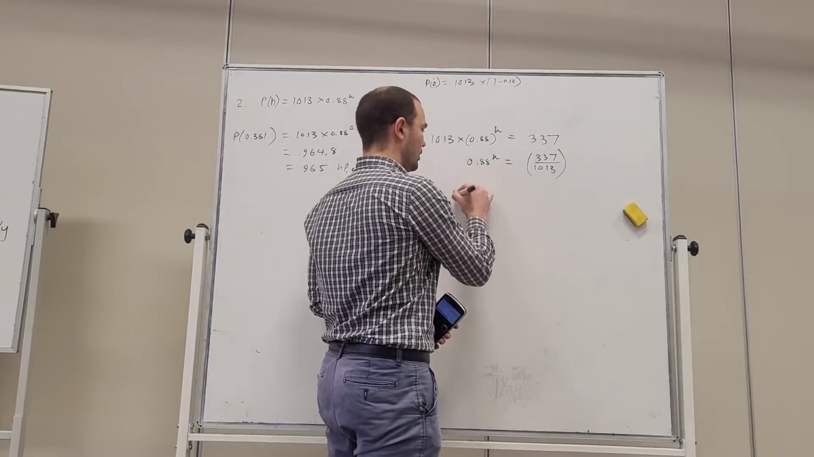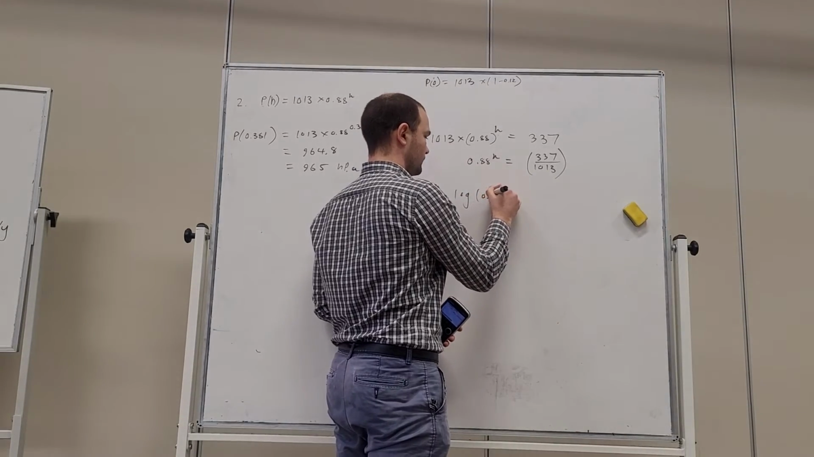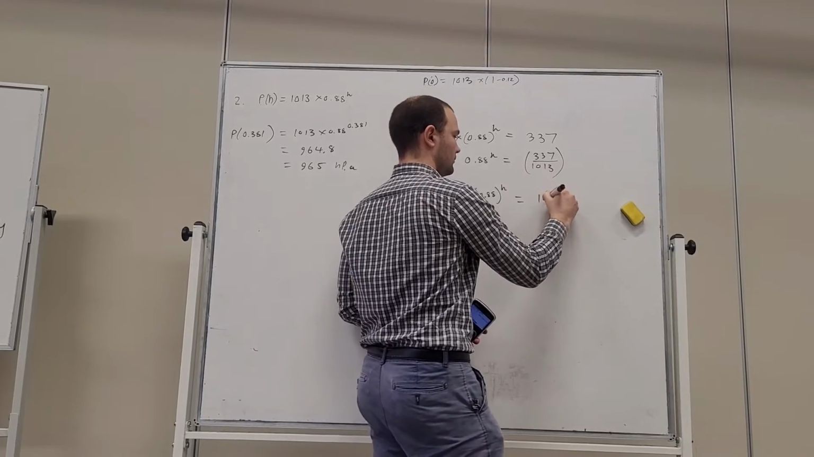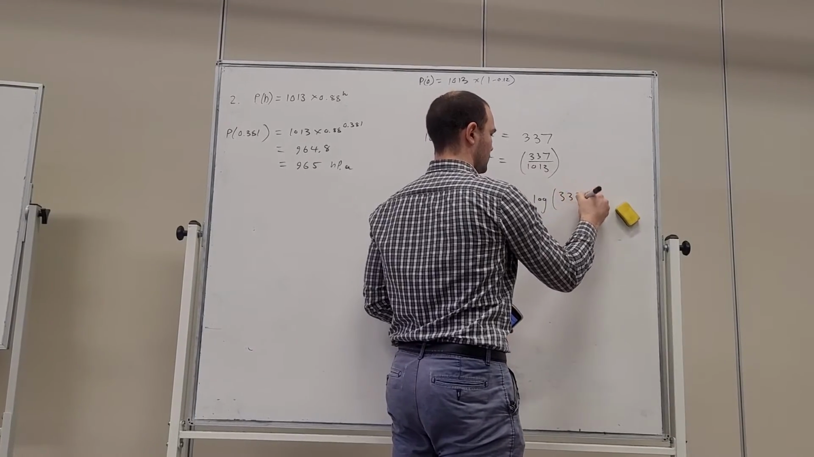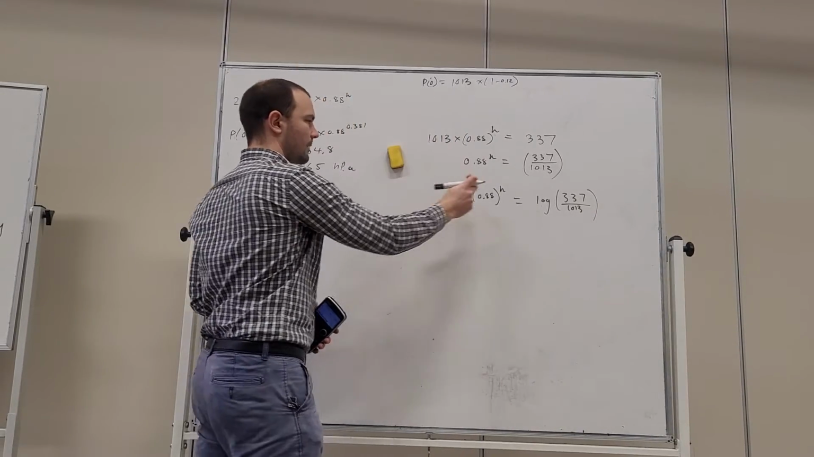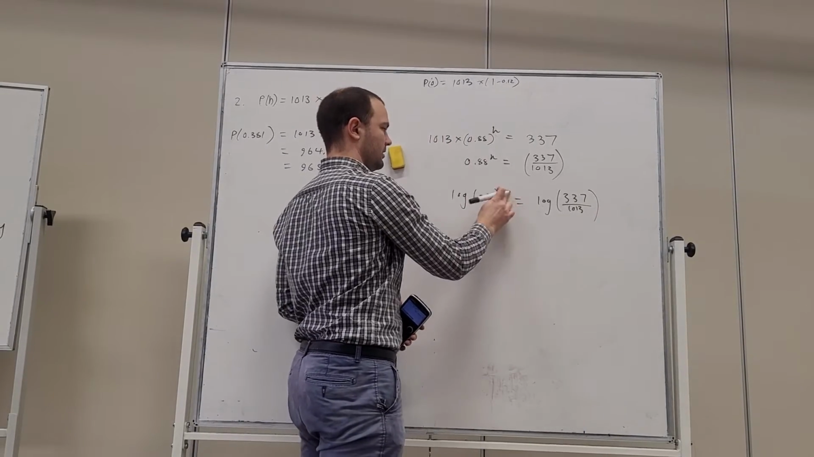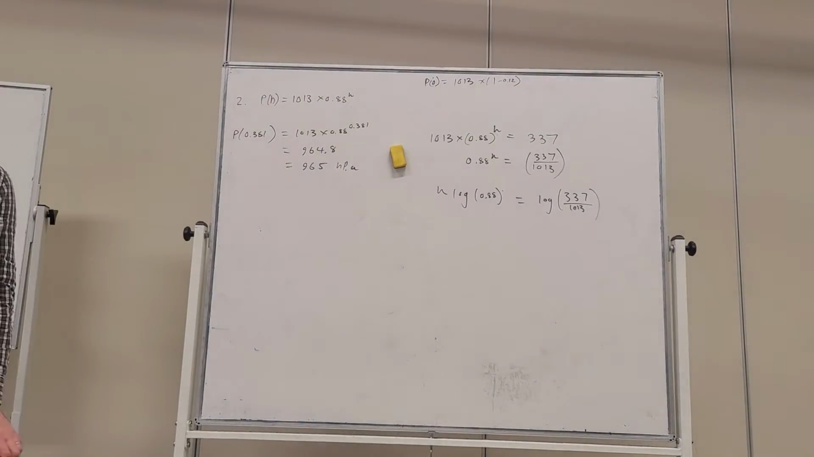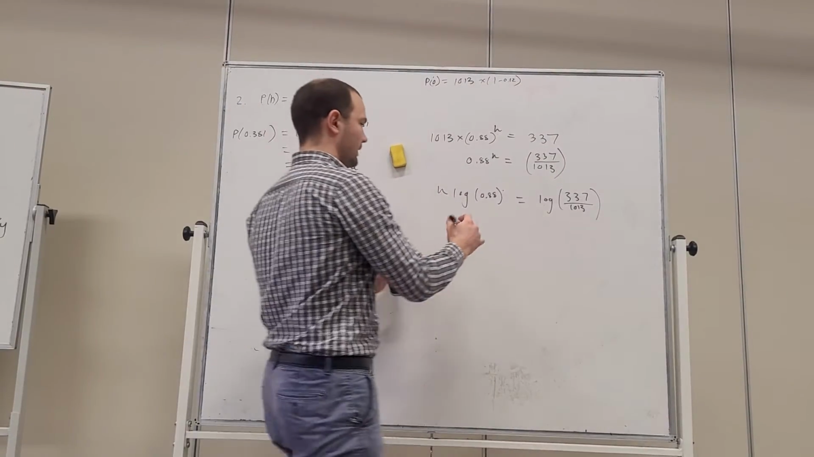Then what we'll do is we will log both sides. That power is going to come out the front. Might just do that in this step straight away, save a bit of time. And then we will divide both sides by log 0.88.